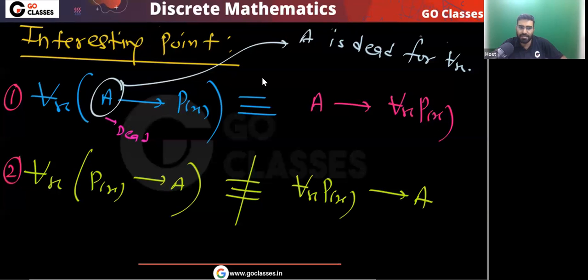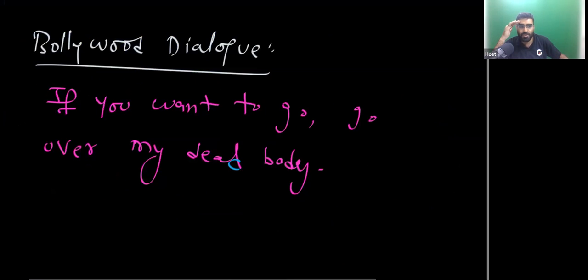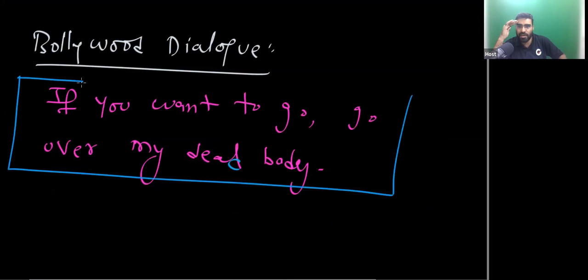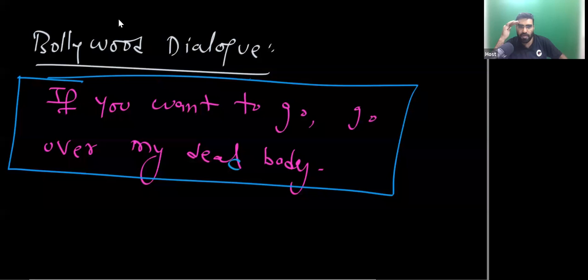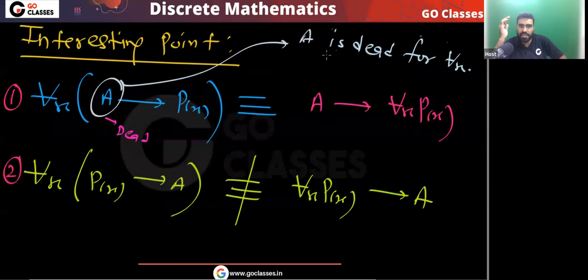Anyway, you can remember it like this, but you don't have to remember. When I saw these two expressions for the first time, when I was preparing for the GATE exam, immediately this dialogue came to my mind. That is the reason I'm telling you. If you want to go, then go over my dead body. See here, this A is already dead. This A is dead for all x, so you can jump. There is no problem.